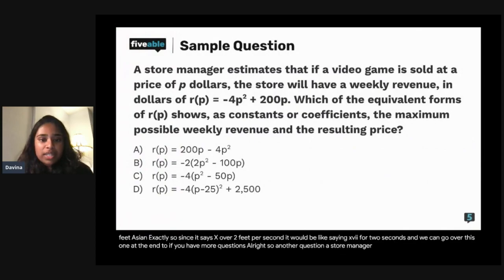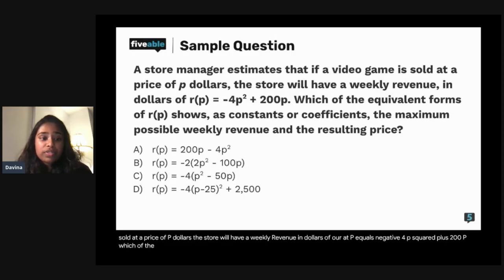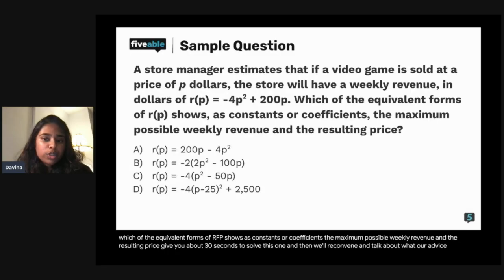A store manager estimates that if a video game is sold at a price of P dollars, the store will have a weekly revenue in dollars of R(P) = -4P² + 200P. Which of the equivalent forms of R(P) shows, as constants or coefficients, the maximum possible weekly revenue and the resulting price? I'll give you about 30 seconds to solve this one, and then we'll reconvene and talk about our advice and our solution.